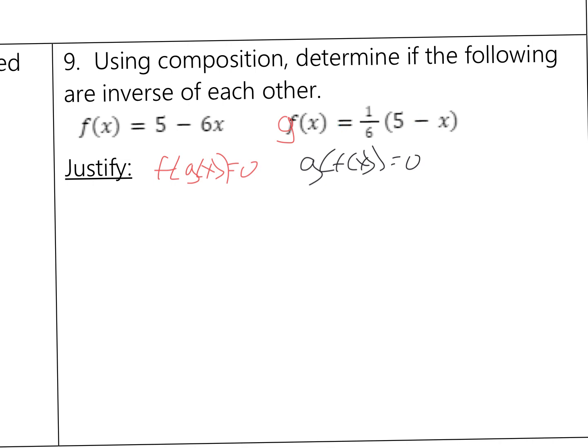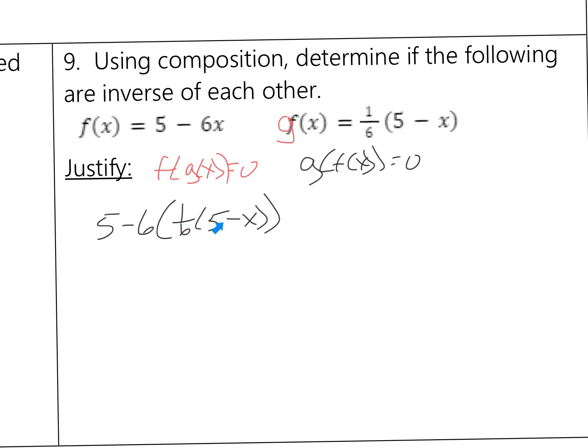So let's start here. So f of g of x is going to look like this. So f of x is equal to 5 minus 6 times x. So this is where here we're going to plug in 1/6 times 5 minus x. So let's just write that out. 1/6 times 5 minus x. Okay, and we got to work that out.